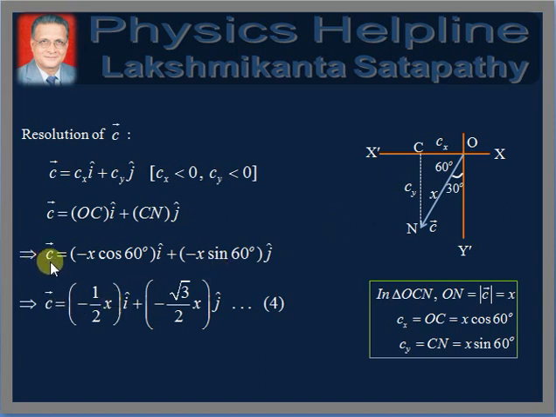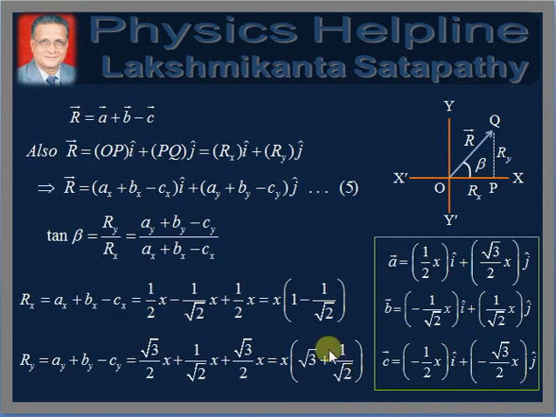So we write vector C is equal to minus x cos 60 i cap plus minus x sin 60 j cap. Now cos 60 is equal to 1 by 2 and sin 60 is equal to root 3 by 2. Therefore we get vector C is equal to minus 1 by 2 into x i cap plus minus root 3 by 2 into x j cap. Now we want to find the value of tan beta.